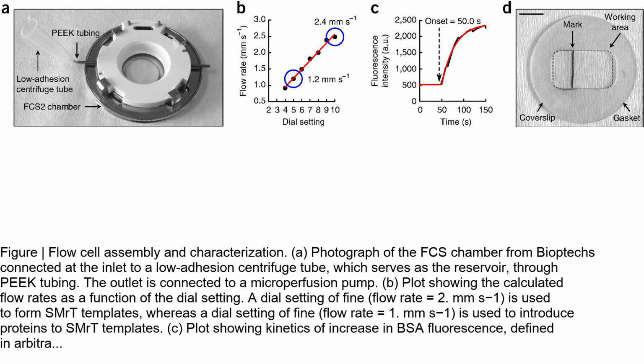Additionally, the figure includes a plot showing the kinetics of increase in BSA fluorescence, which is used to determine the dead time of the chamber. The significance of Figure 3 is that it provides important information about the setup and characterization of the flow cell system used in the experiments.